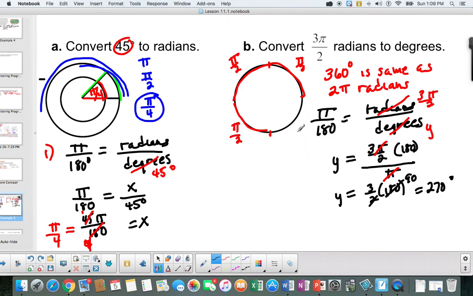Okay, that's one way to look at it. Another way to look at it is that we know pi halves is the same thing as 90 degrees. Remember we talked about a fourth of the circle. A fourth of the circle is 90 degrees. Well, if pi halves is 90 degrees, another pi halves is 90 degrees, and another pi halves is 90 degrees, then 3 pi halves will be equal to 270 degrees. So that's another way you can work the problem.